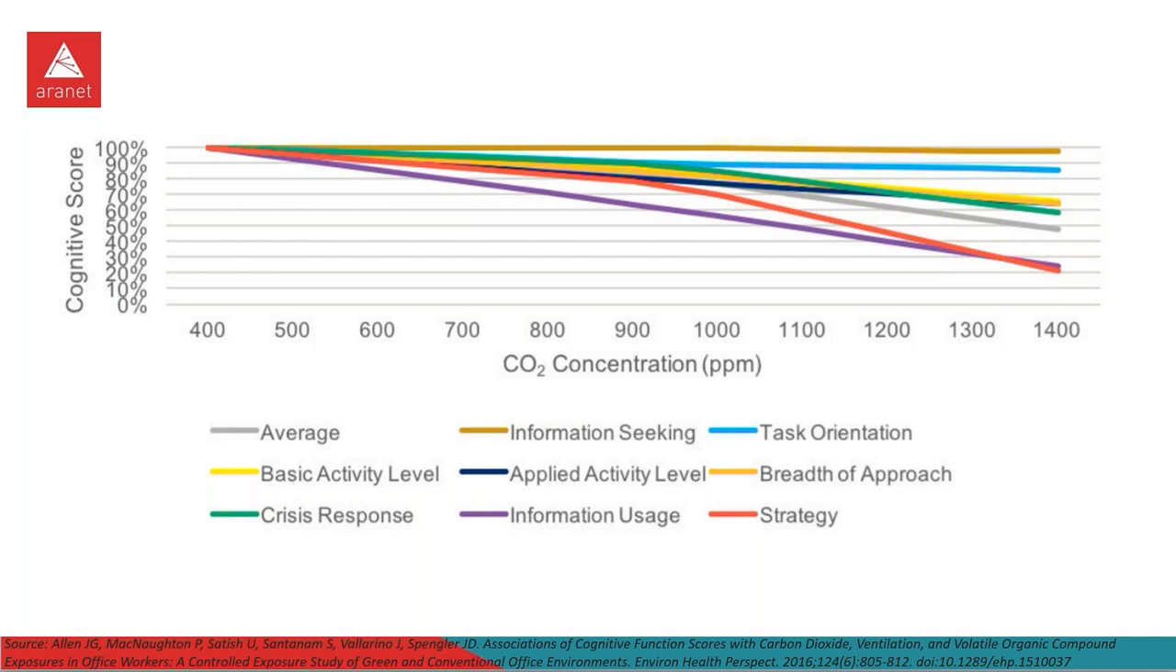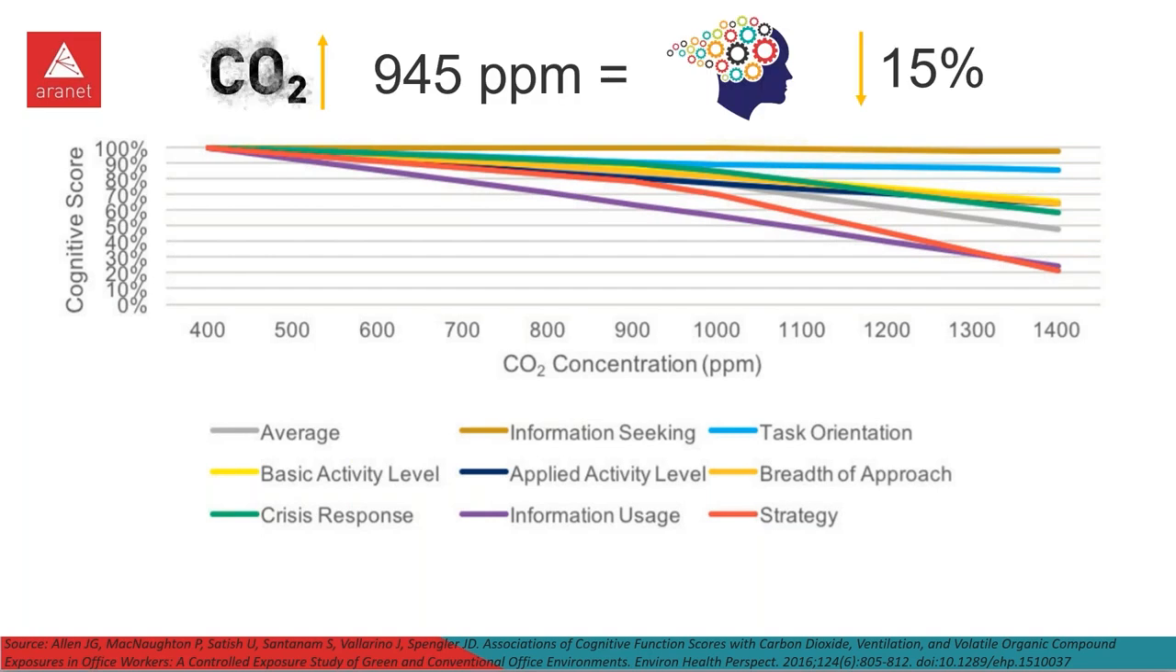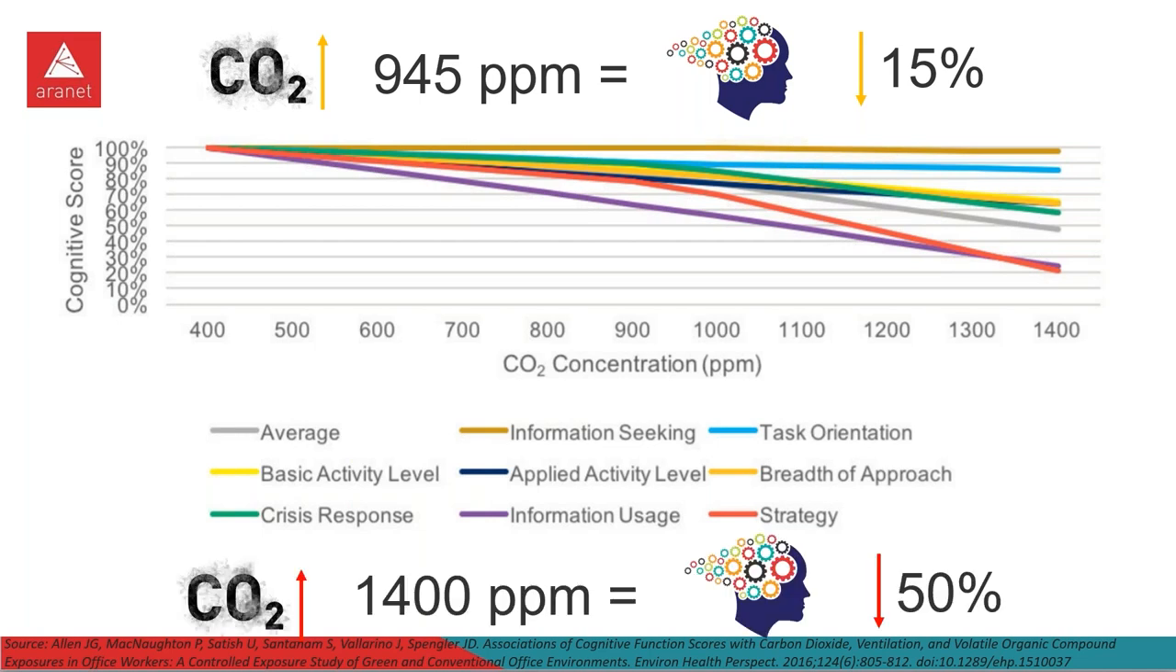And what they found was actually quite shocking. It was that when the CO2 concentration goes up to 945 parts per million, your cognitive abilities drop by 15%. However, if this CO2 goes up to 1400, the cognitive abilities drop by half. So just think a little bit about what this implies. If you have your workers, your employees that you are paying essentially for their knowledge work, for their application of cognitive abilities inside your organization, how much does it cost you that they are sitting in poorly ventilated spaces?